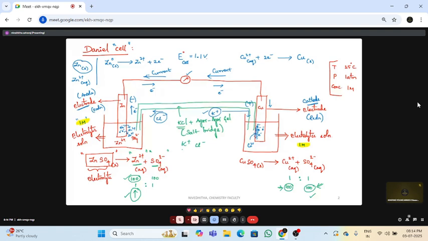Okay, so this is the working principle of Daniel cell. This working principle is very important. If you understand this working principle, the rest of the chapter will be very easy. Okay, you're getting the point. Any doubt? Please ask me. If you have any doubt, please ask me, Karna.